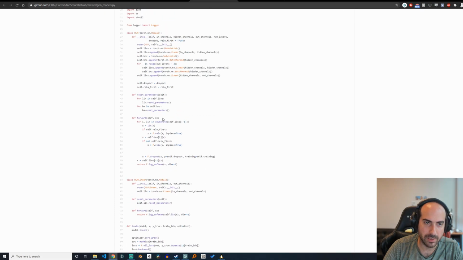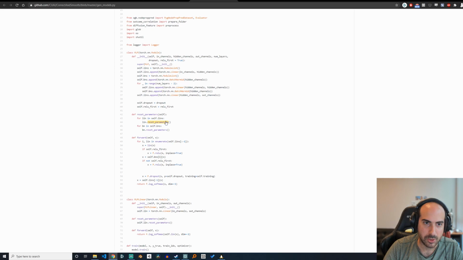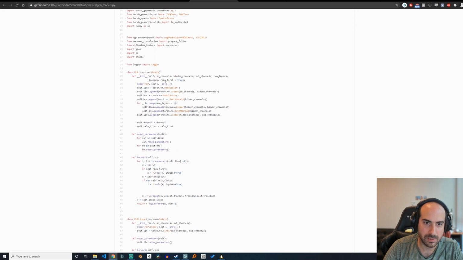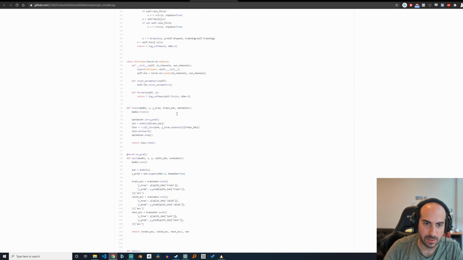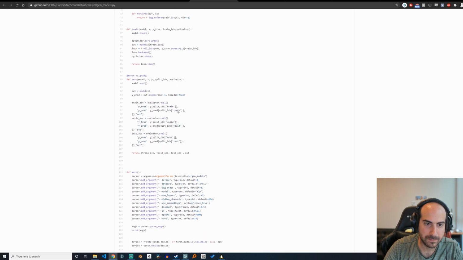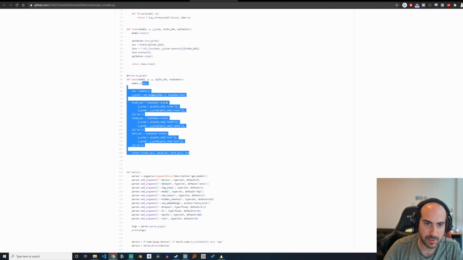Yeah, you can see here the model is fairly trivial, right? It's just an MLP, and then a linear layer, batch norm. Okay, absolutely nothing crazy going on here. Testing with the evaluator.